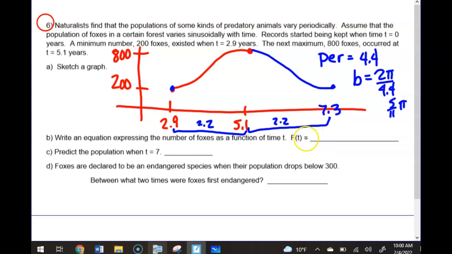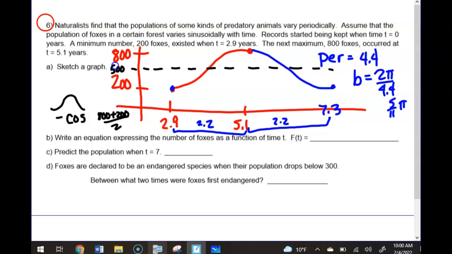What do you want to call this then if we're doing this shape? Yeah, I'm going to call it a negative cosine. If we add these together, we get 1,000 divided by 2 would be 500. The average should be our midline. Does that work? What's the amplitude then?